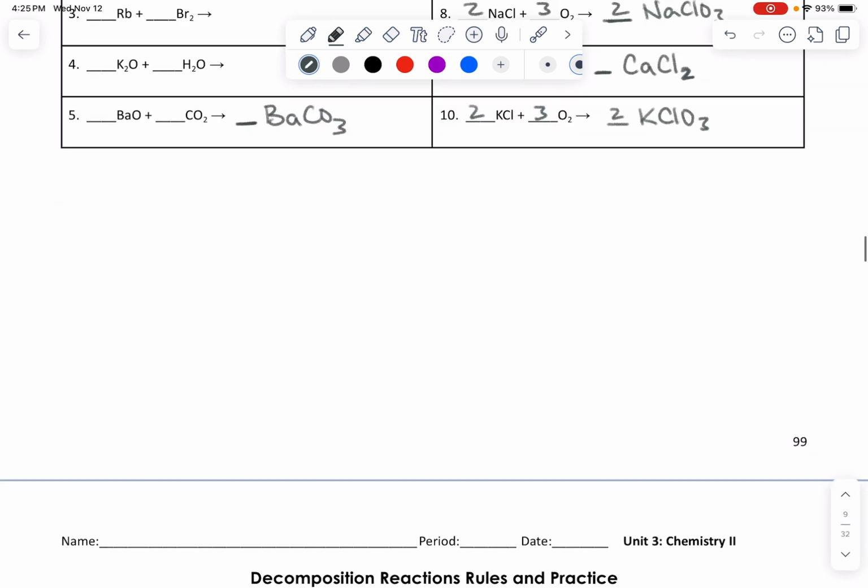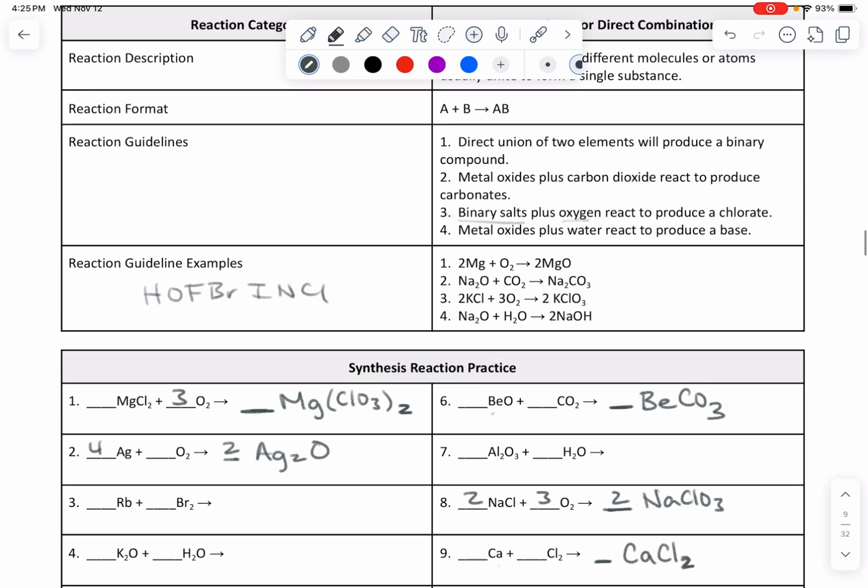Let's learn our last rule. That rule says, let me erase my little markings. There we go. This rule says metal oxides again. We know what that is. But now it's plus water. Up here it was plus carbon dioxide. Okay, so a metal oxide plus water is going to react to produce a base. Ooh, new vocab. Remember, a base is anything metal bonded to hydroxide. Okay, so bases end in OH. So it'll be a metal bonded to a hydroxide. Remember, the metal in our metal oxide will be the metal in our metal hydroxide.